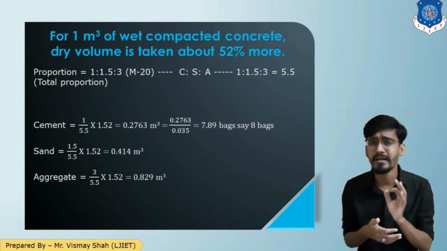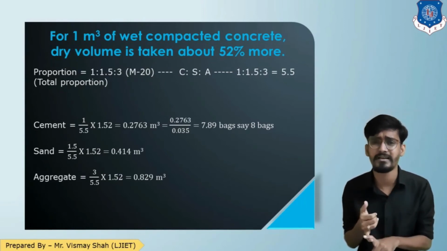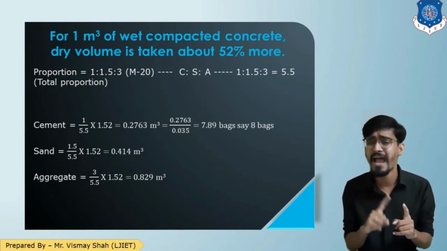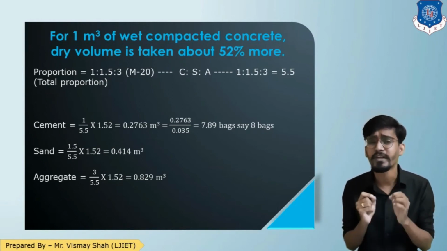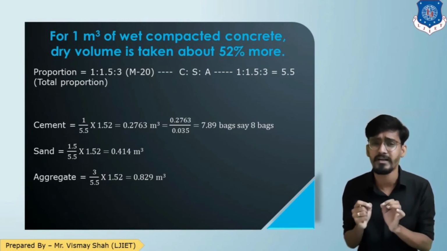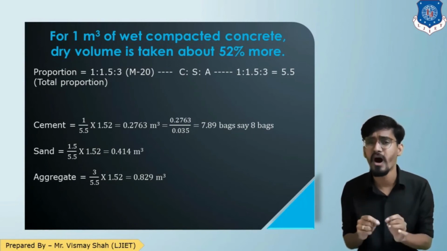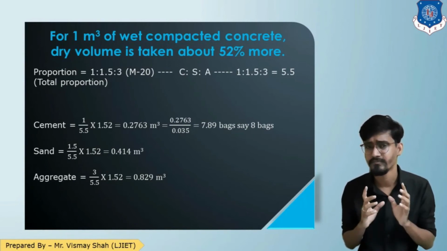I am repeating it again, students. To prepare 1 cubic meter of wet compacted concrete, the dry volume is taken 52% more. That means 1 cubic meter of wet compacted concrete equals 1.52 cubic meter of dry concrete.